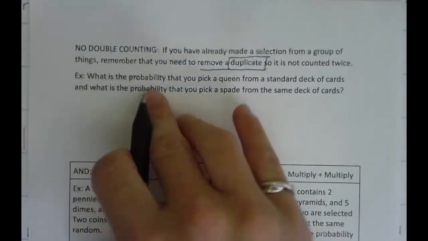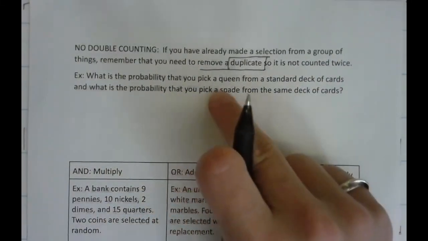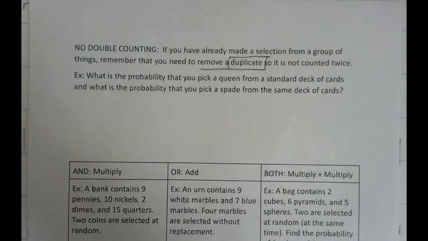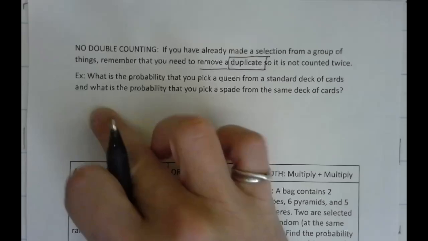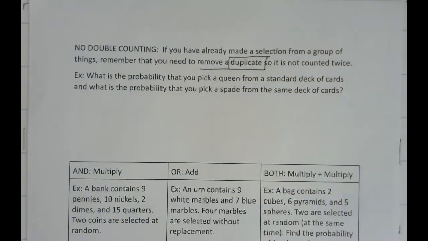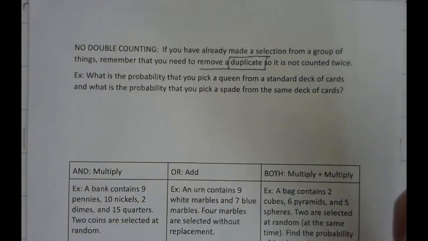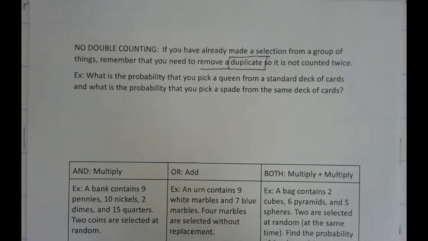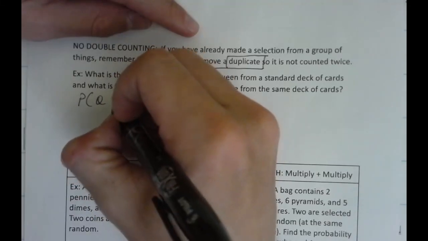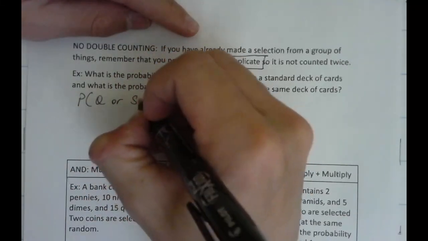What is the probability that you pick a queen from a standard deck of cards, okay? And what is the probability that you pick a spade from the same deck of cards? So essentially, if you were to draw one card, what is the probability that you draw a queen or a spade? So I'm thinking of this like the probability you draw a queen or the probability you draw a spade.